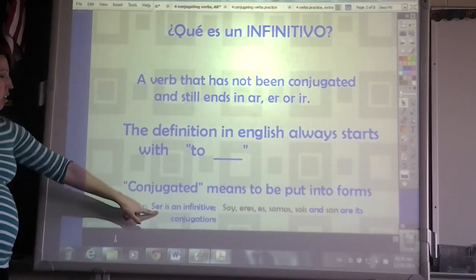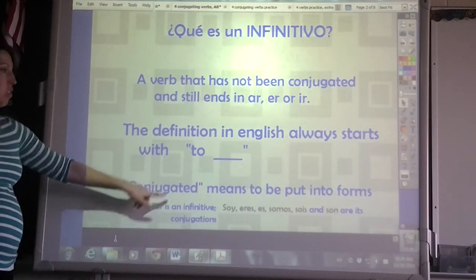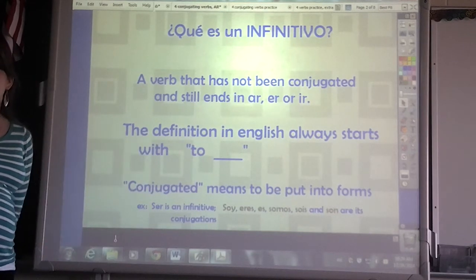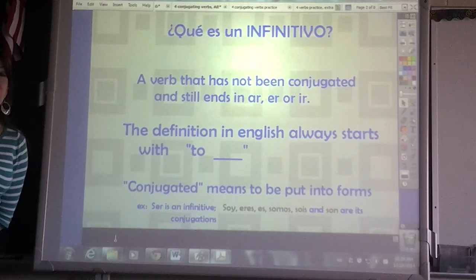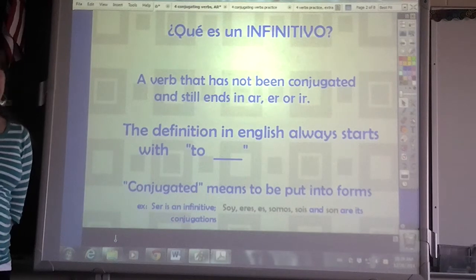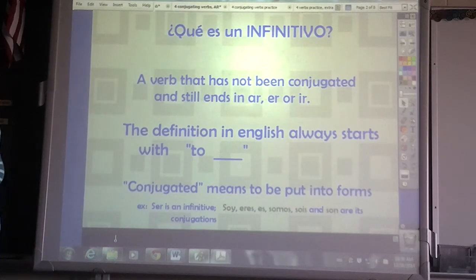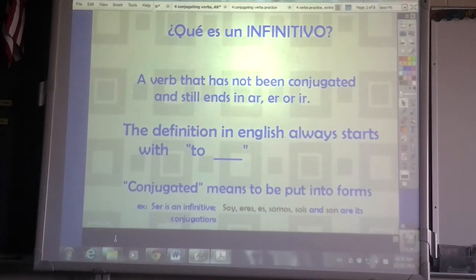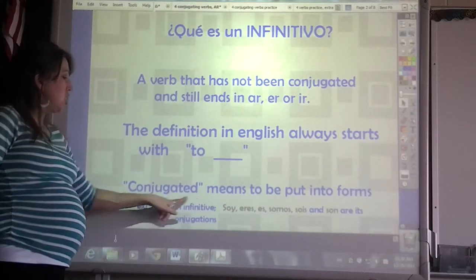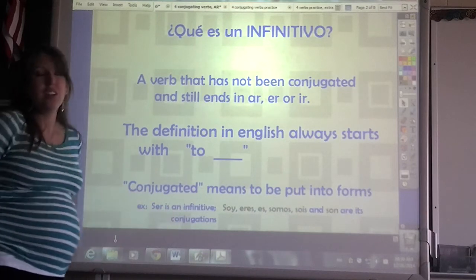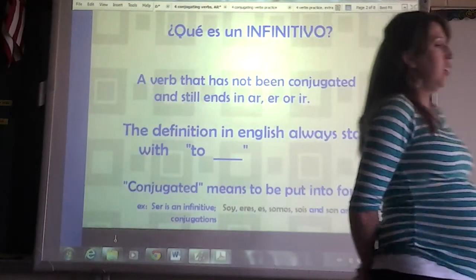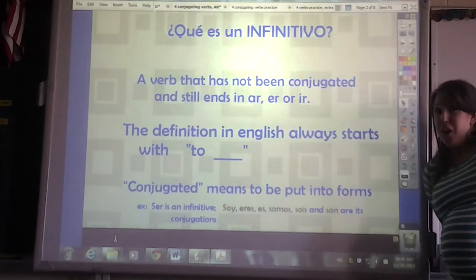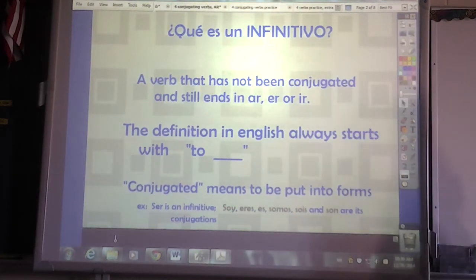Ser means what? To be. An infinitive. What does organizar mean? To organize. It's an infinitive. Tener, to have, an infinitive. Now, tengo is a conjugation. It's conjugated. It's a form of tener. Everybody with me so far? Hopefully. Okay. Vamos a continuar.